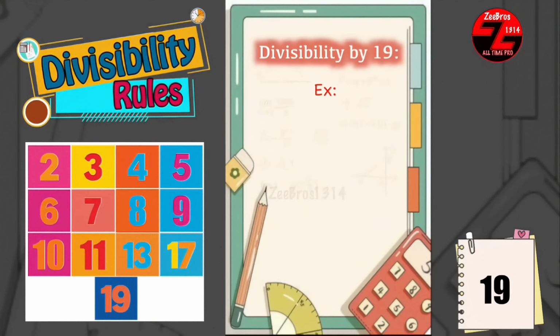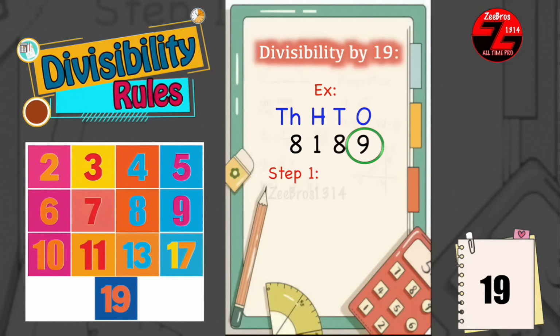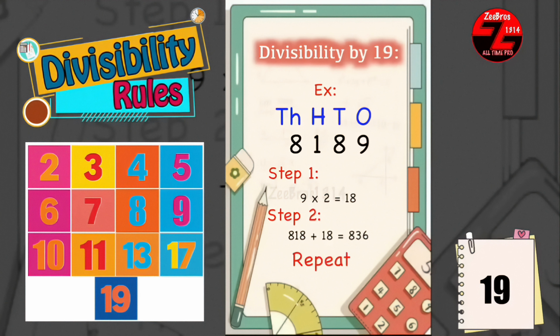Let's take an example of a 4-digit number. 8189. Take the last digit of the number, that is 9. Multiply it by 2. It will become 18. Now add 18 to 818. It will become 836. We cannot tell if 836 is divisible by 19 or not just by looking at it. So we have to repeat the steps again with 836.